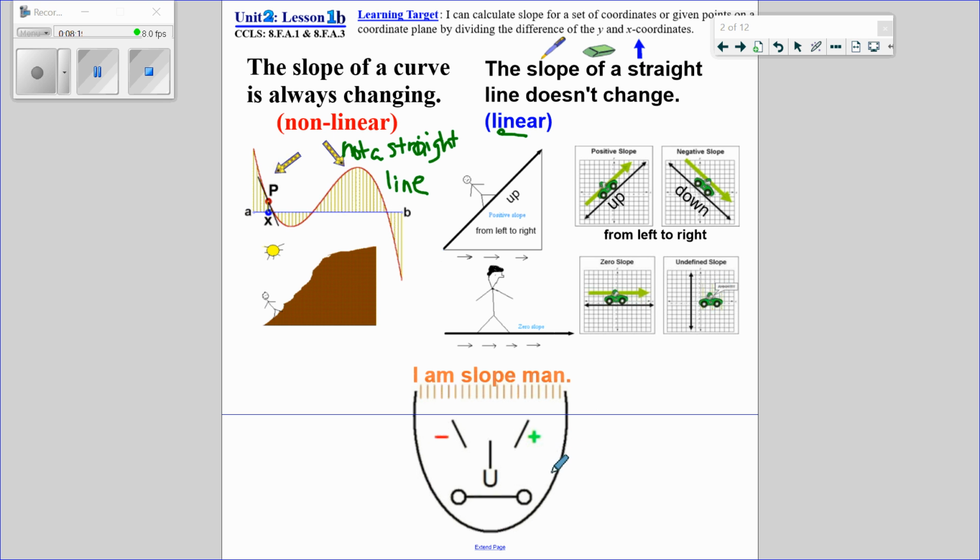We have slope man. We have a negative slope as his first eye going downward. His second eye is going upward as a plus. We have his nose as a vertical line, which is undefined. And then we have a zero slope.